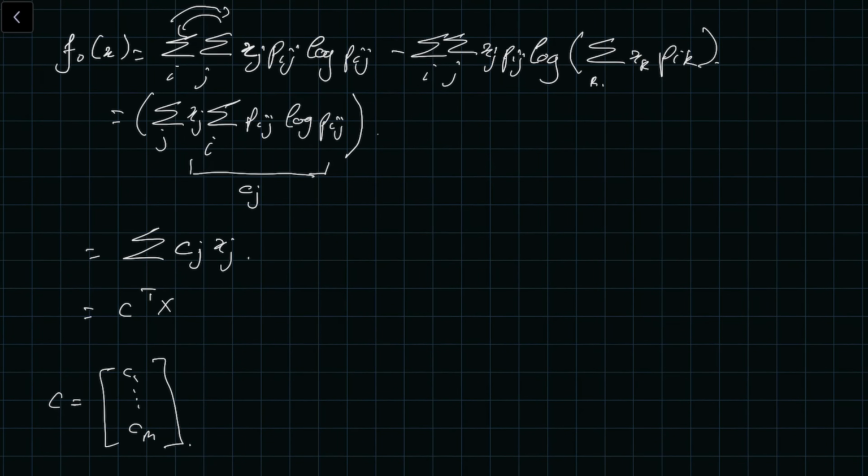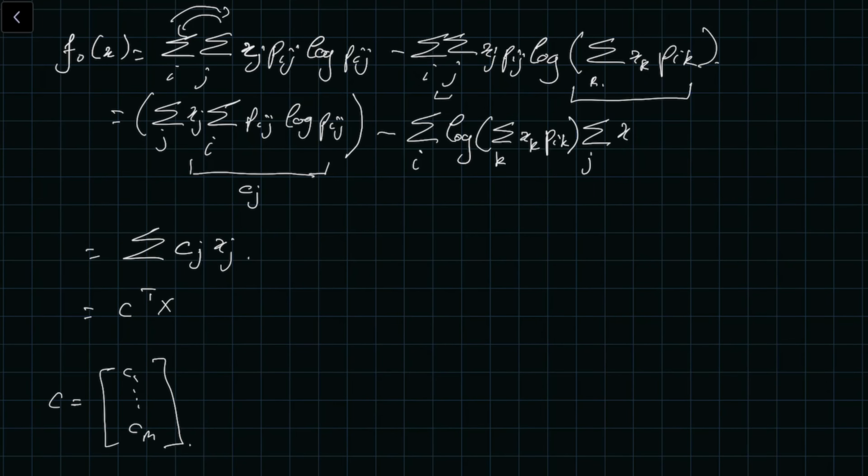Now the second term, we can do a similar trick. That is, we've got the sum outside on i, okay. Note that this term doesn't depend on j, right? It does not have any indices on j. So we can throw the log outside as such, log of the summation over k of xk pik, and then I've got a summation on j, that is xj pij.